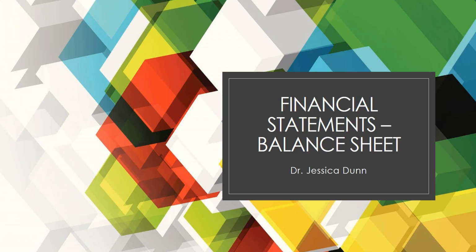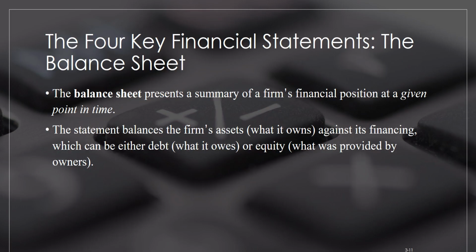Let's continue our discussion about financial statements and we'll talk about balance sheets. The balance sheet answers the question of where does my business stand today? What do I own and what do I owe? So it's going to balance your assets, what you own, against the financing, which could be either debt or equity. But the balance sheet is a snapshot. It shows your financial position at a given point in time.